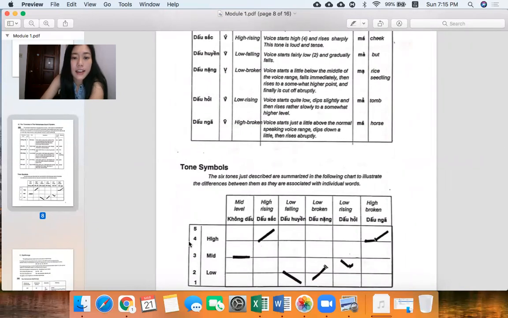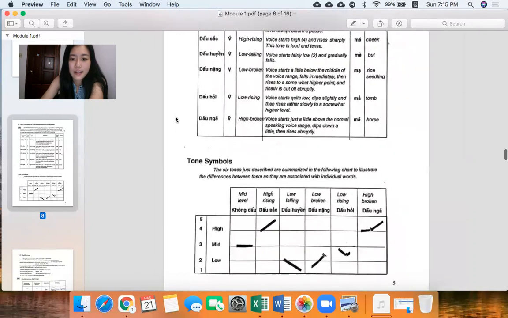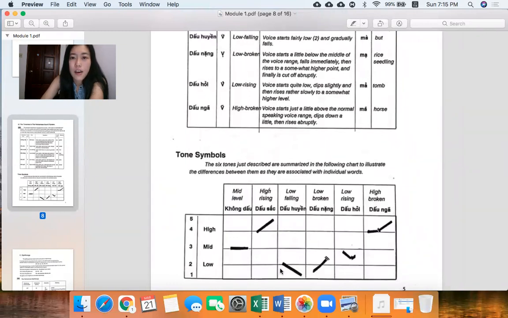The voice starts high, range 4, and rises sharply, with the throat tight and tense. For example, má, má. Dấu huyền, now falling. The voice starts fairly low, range 2, and gradually falls. Mà, mà.